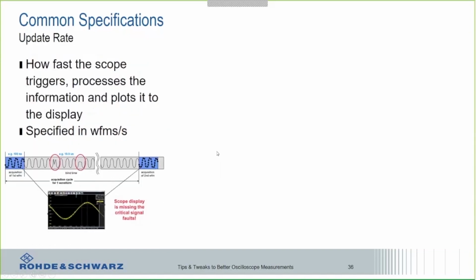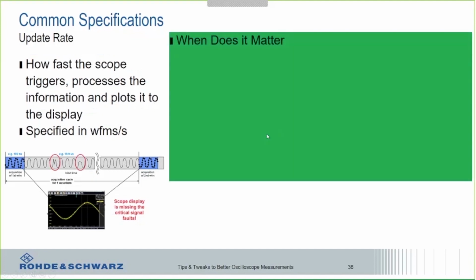Update rate: how fast the scope triggers, processes the information and plots it to the display. The time in between is often called blind time, or dead time. It's specified in waveforms per second. So when does it matter?